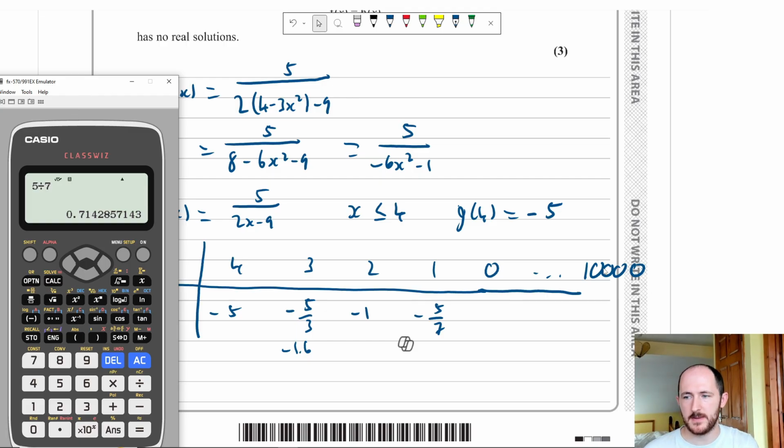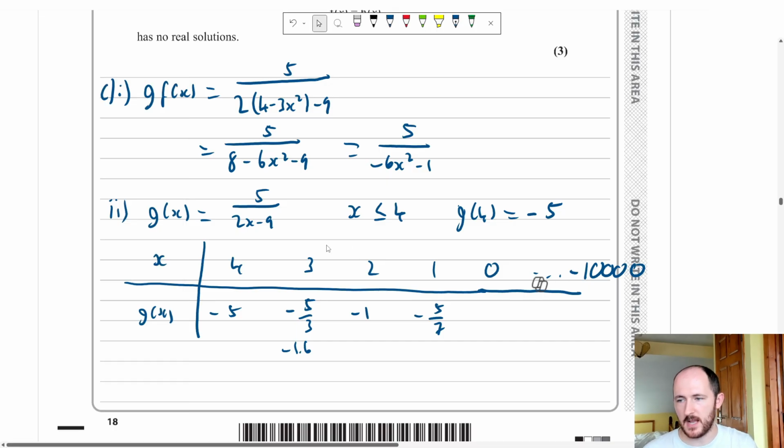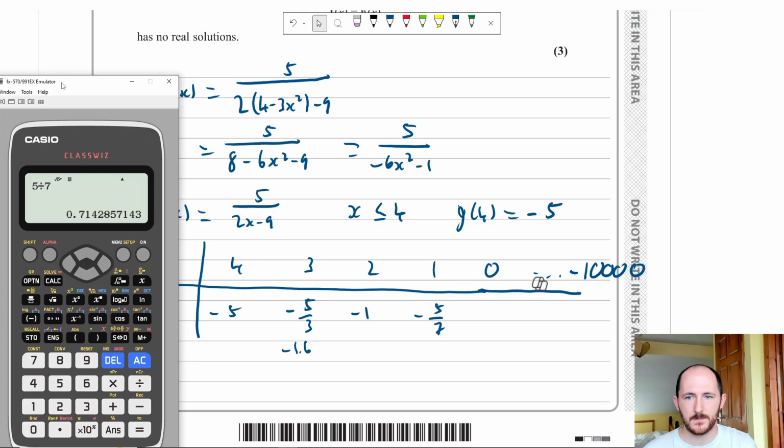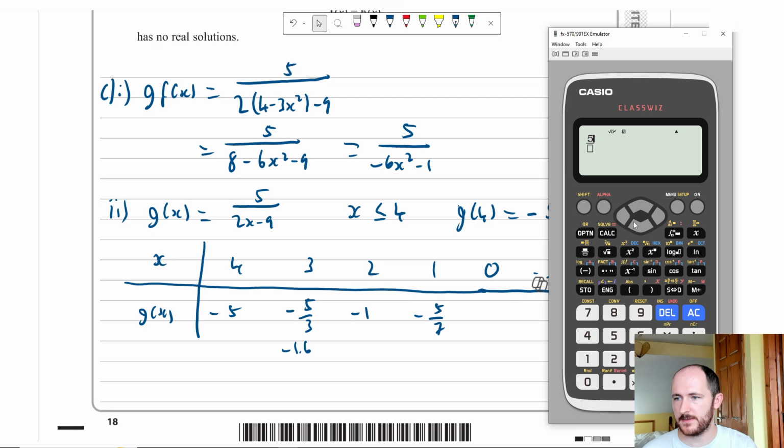So what happens when we sub in just a ridiculously large number, like minus 10,000? What happens? 5 over 2 times minus. We might even want to go bigger than this. Okay, it's getting smaller and smaller and smaller. Let's keep subbing in values. Okay, so it seems to be leveling off on a specific value. Let's just keep making it bigger and bigger and bigger.